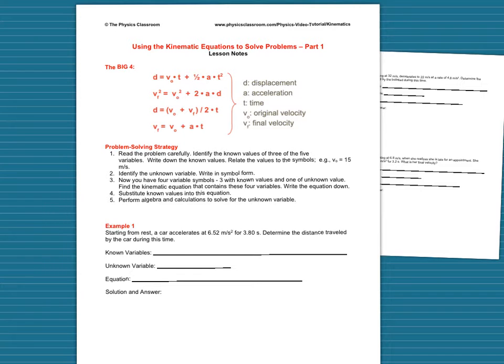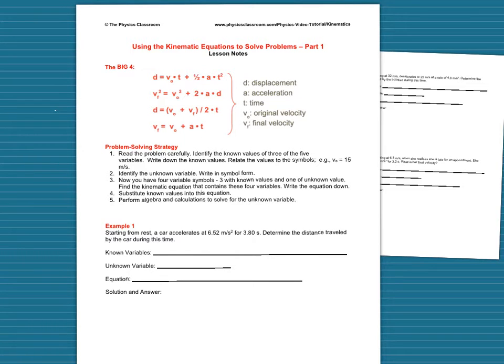But with kinematic equations, we're going to introduce acceleration into these formulas. So we're going to have a formula that has more variables than just velocity and displacement and time. So now we're going to have acceleration added to that. And we have what's called the big four equations we'll talk about in just a minute. But first, these are some problem solving strategies for working these type of problems.